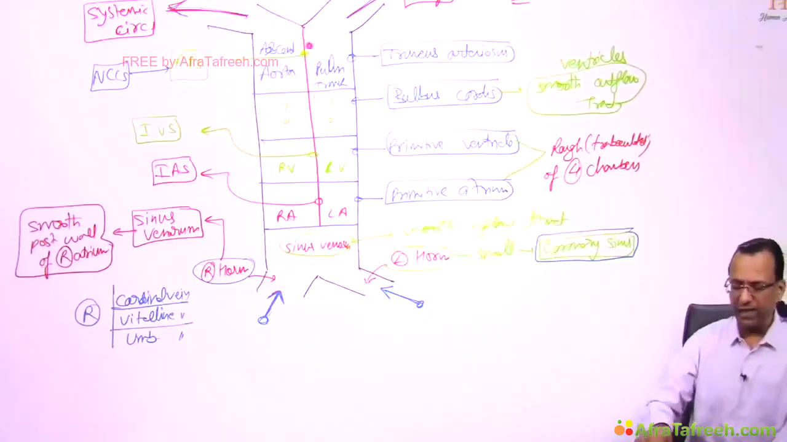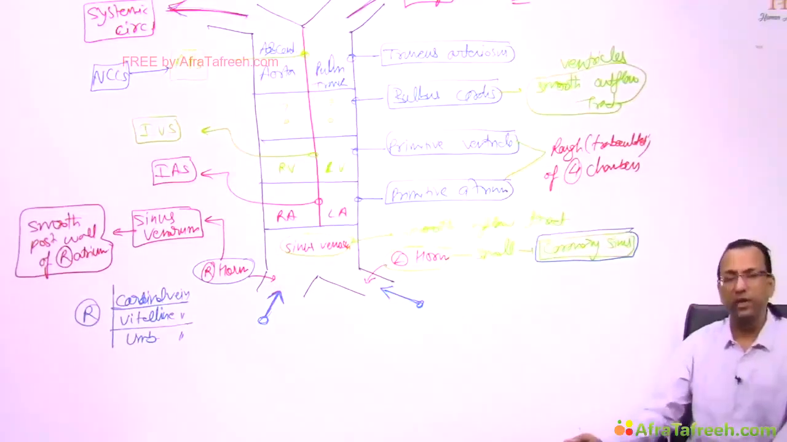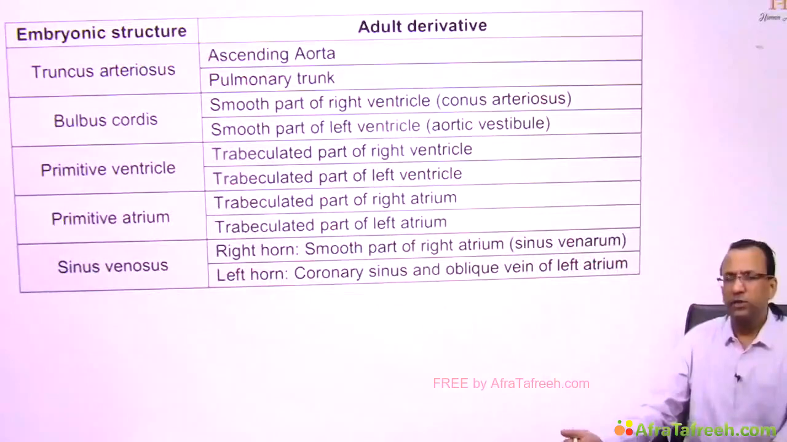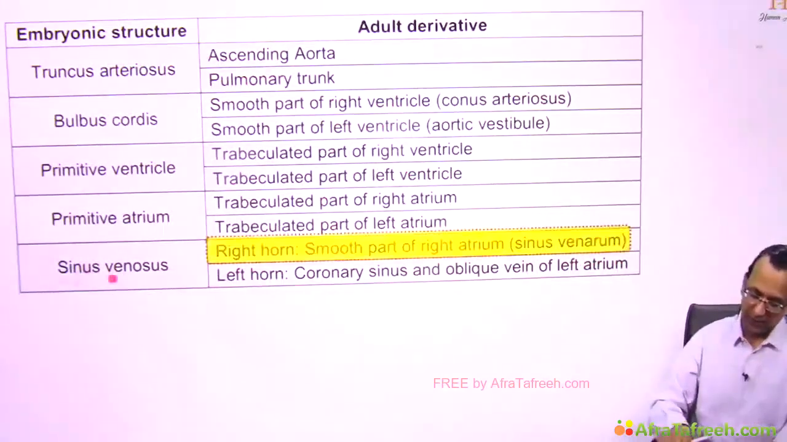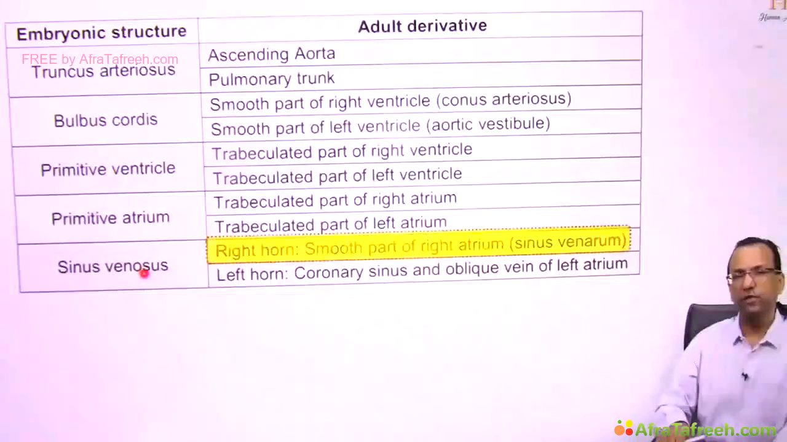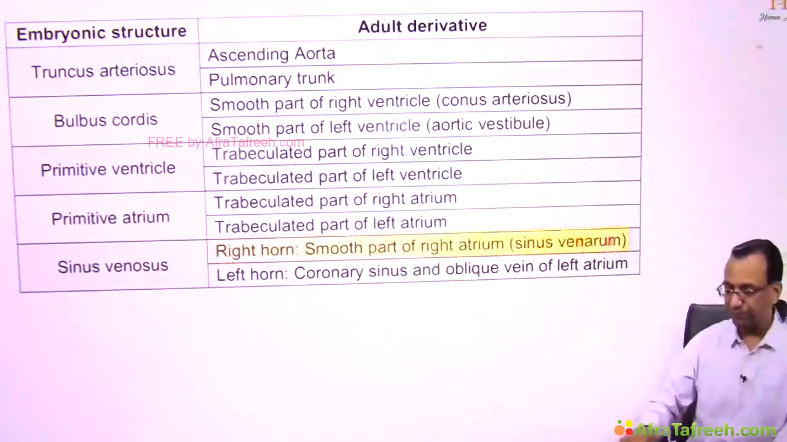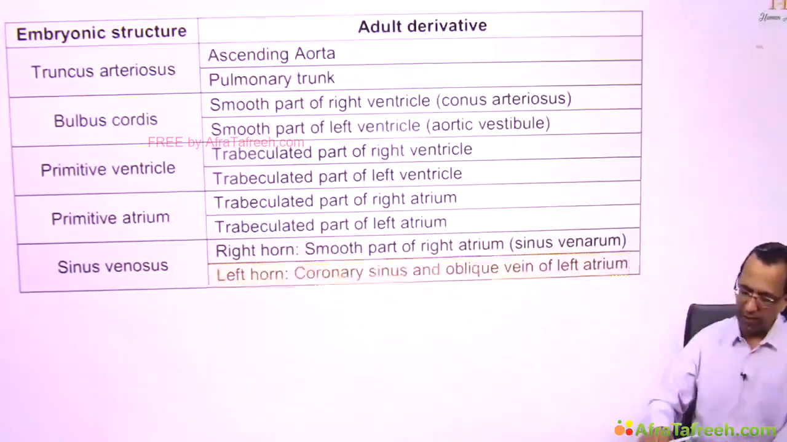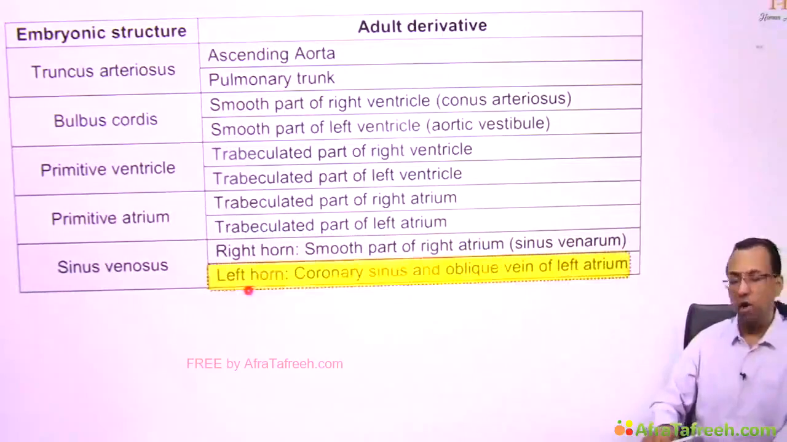Can I see some diagrams for that? Yes, we'll do that. But first, to revise. Revise what? Can you tell me what the right horn of sinus venosus is doing? Right horn of sinus venosus, I think it was forming the posterior smooth wall of the right atrium. Yes, it is called sinus venarum. What is the left horn doing? The left horn became very small and formed the coronary sinus to drain the venous blood of the heart.